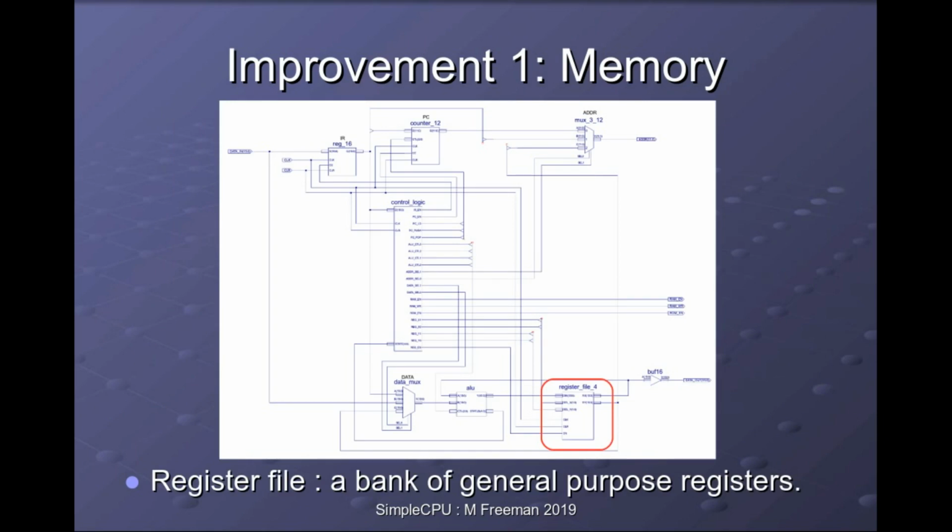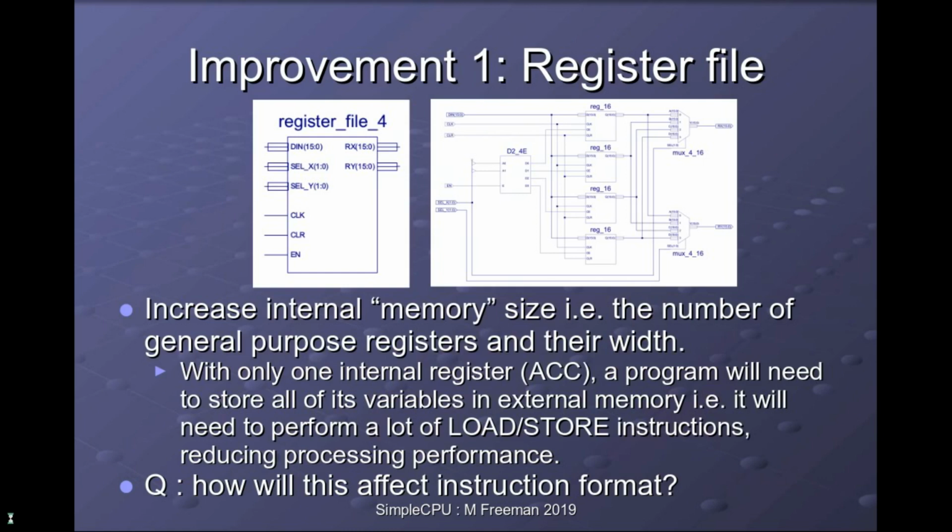So rather than having a single general purpose data register, the accumulator, we now move to a register file, a bank of internal registers. So within our register file, this component symbol here, we have 4 general purpose registers. And in addition to increasing the number of storage locations, I've also increased the size of these storage locations, moving them from 8 bits to 16 bits, allowing us to store larger values.